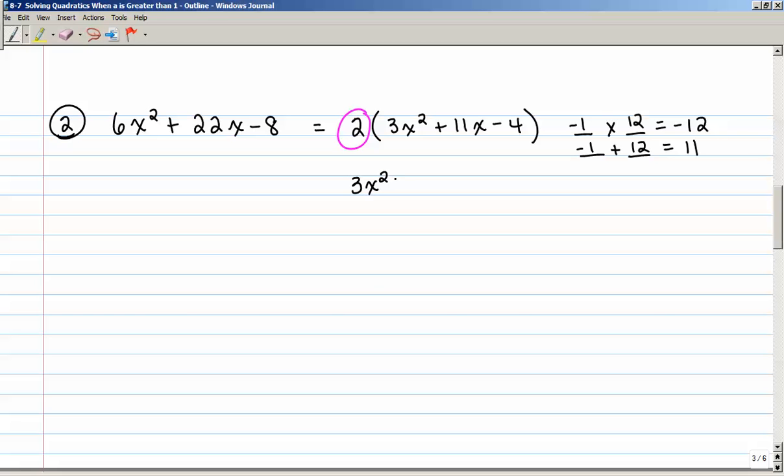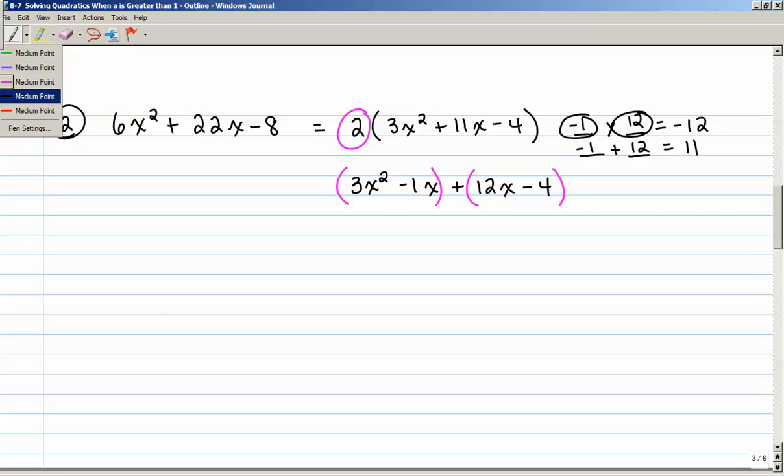So I'll have 3x squared minus 1x plus 12x minus 4. So I use this negative 1 and this 12 to rewrite 11x. So 11x is the same as negative 1x plus 12x. Now, I'll put parentheses around the first two, parentheses around the last two. Factor by grouping, look for a greatest common factor that I can take out of there.